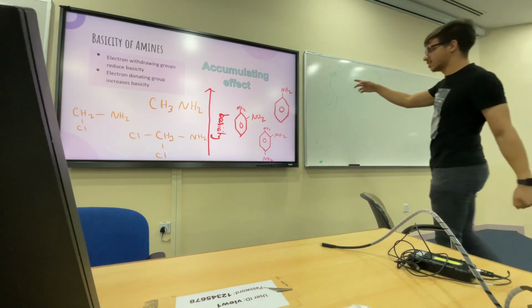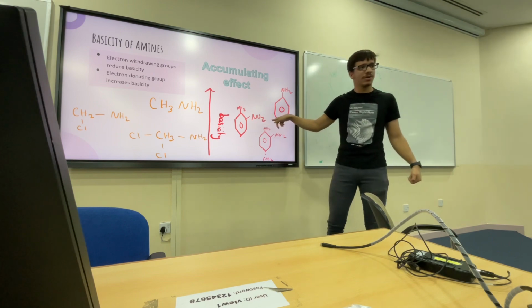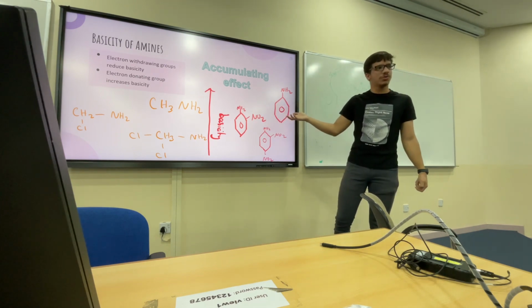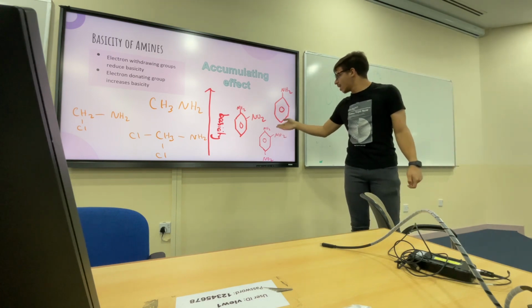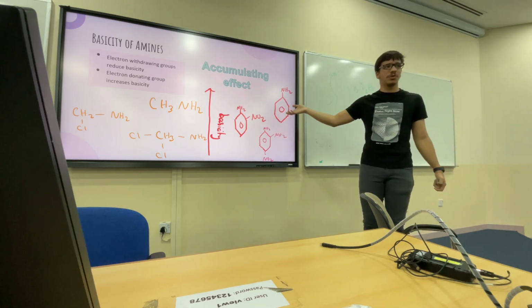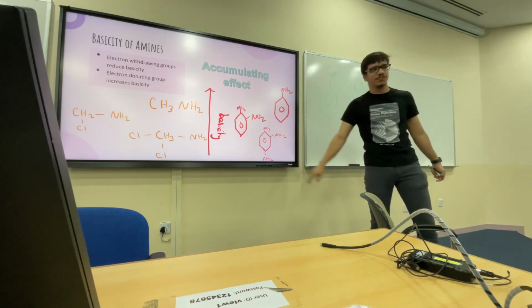And here it's the same. NO2 is an electron withdrawing group. It will reduce the basicity. It will withdraw more electrons. Adding more electron withdrawing groups will reduce the basicity. This one is more basic than this one, which is more basic than this one.